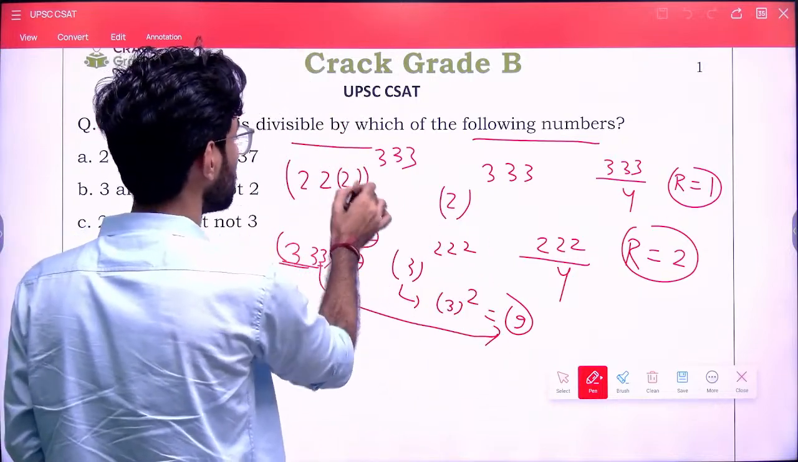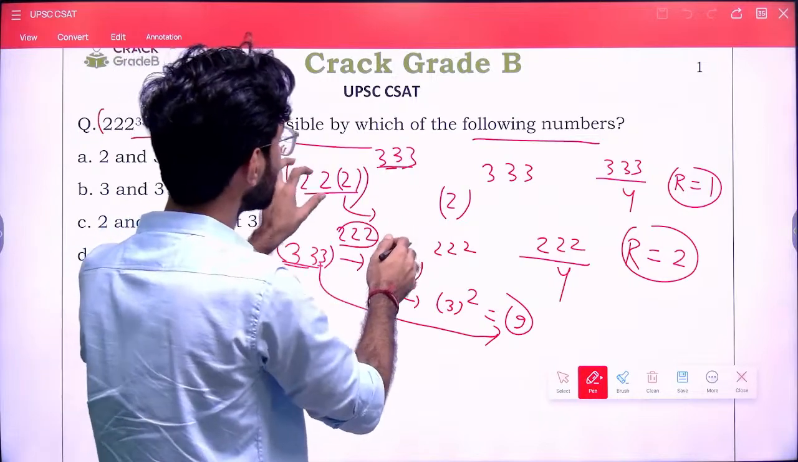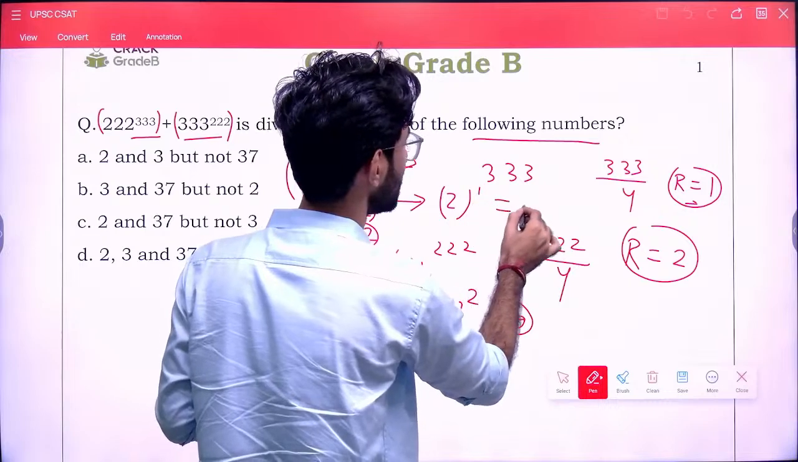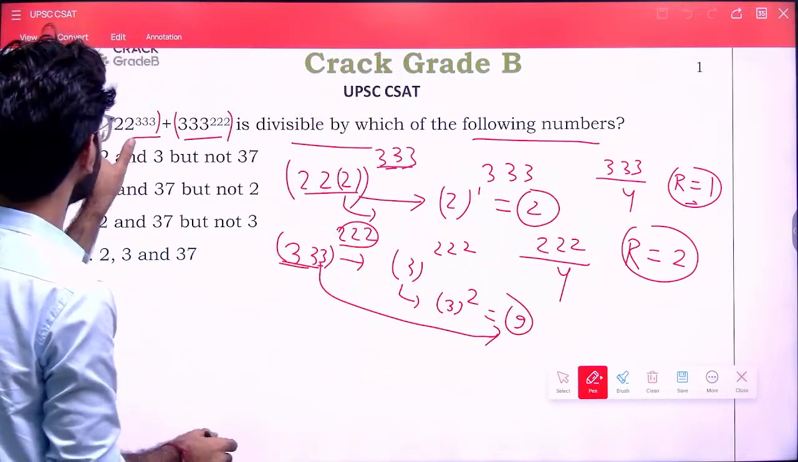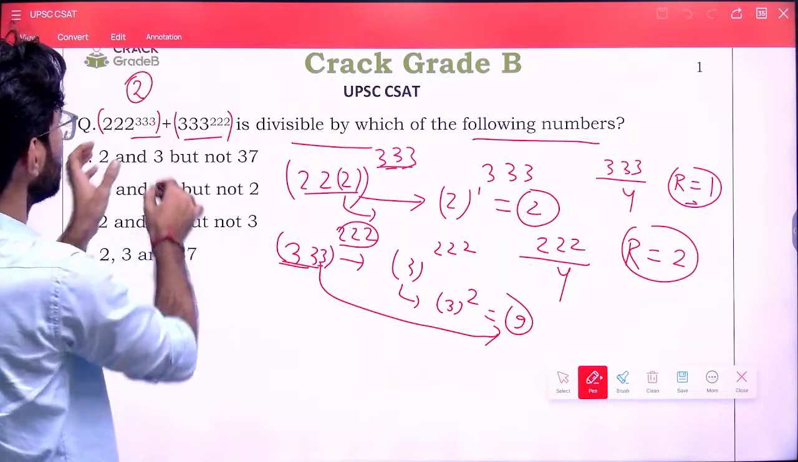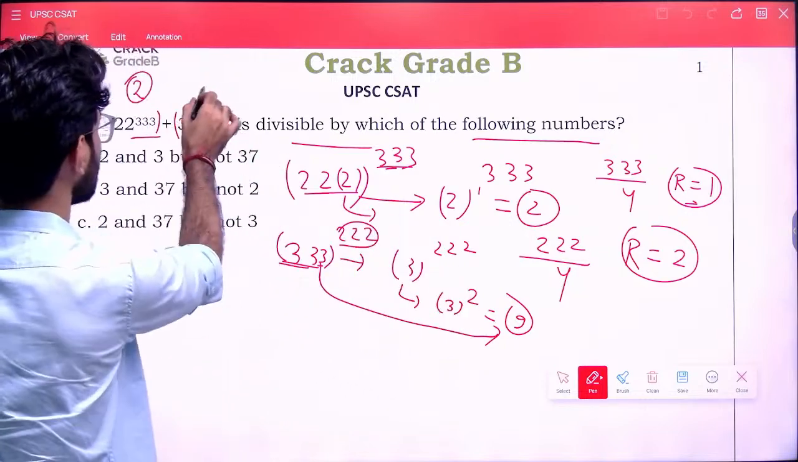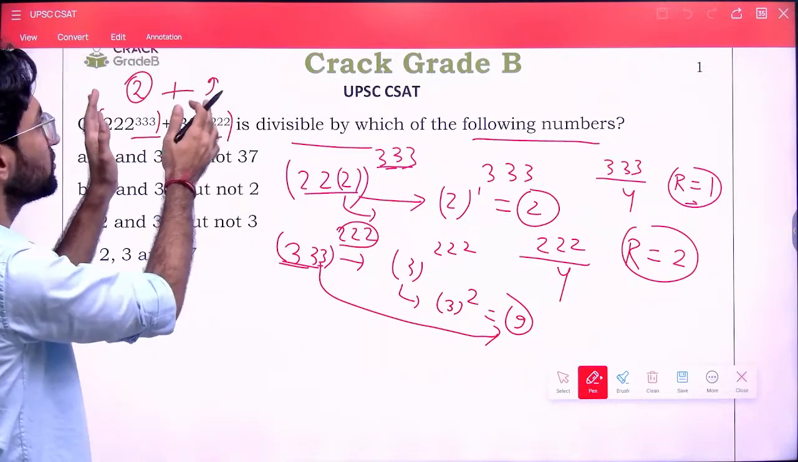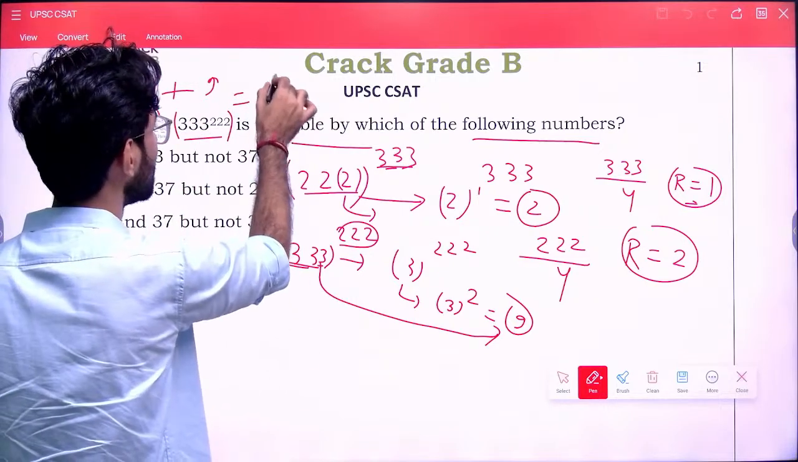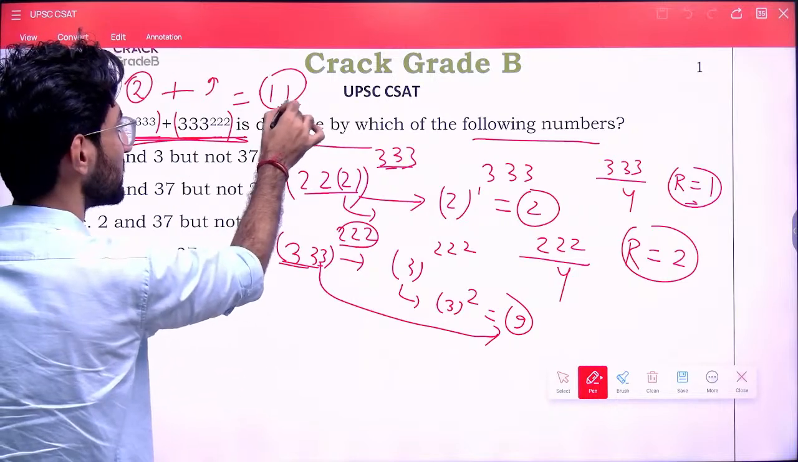In the same way, for 222 to the power 333, the unit digit is 2 to the power 1, which is equal to 2. So the unit digit of 222 to the power 333 is 2, and the unit digit of 333 to the power 222 is 9, right? If you add 2 plus 9, what will we get? We will get 11. Means the unit digit of the given number is 1, right?